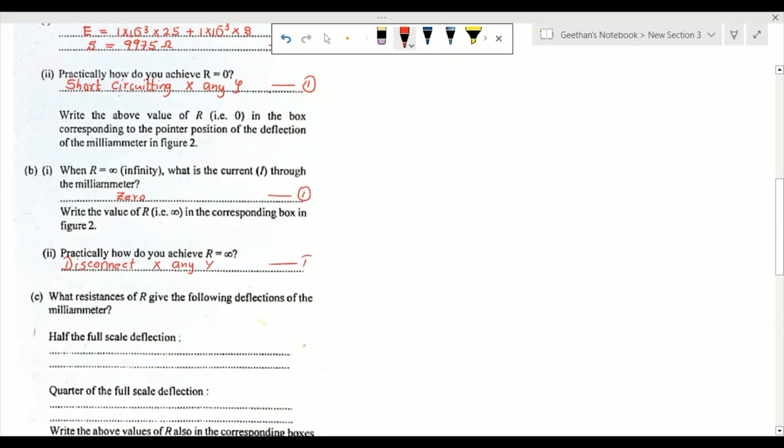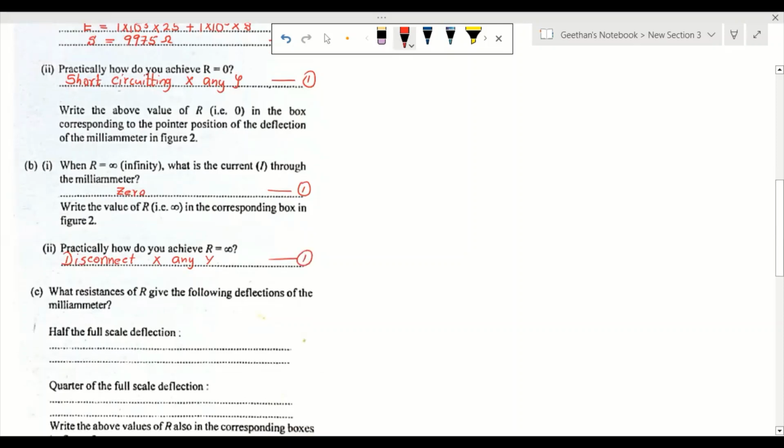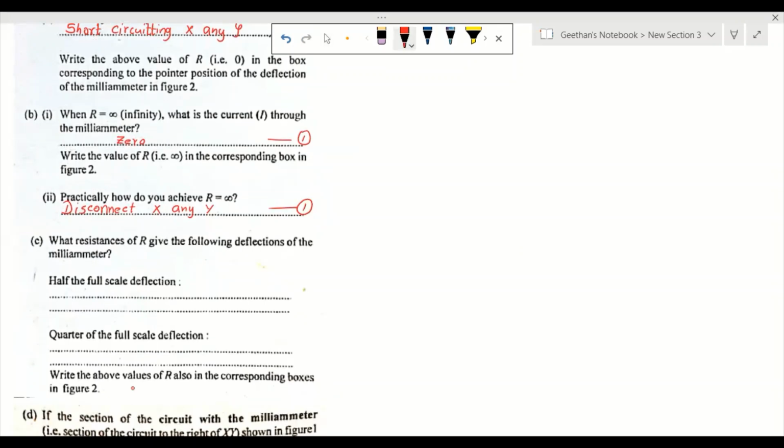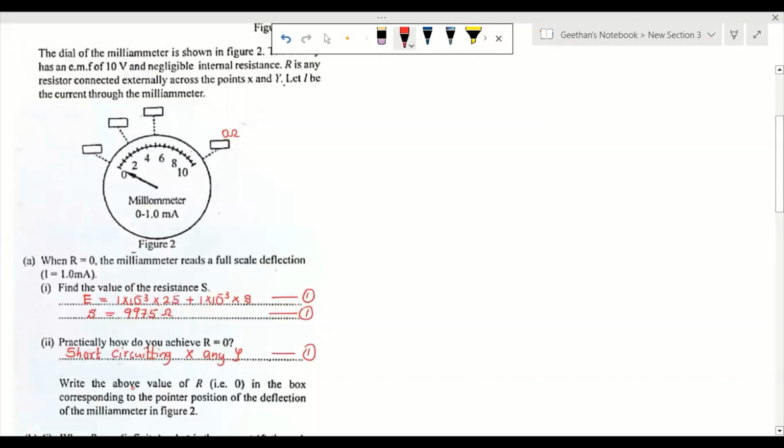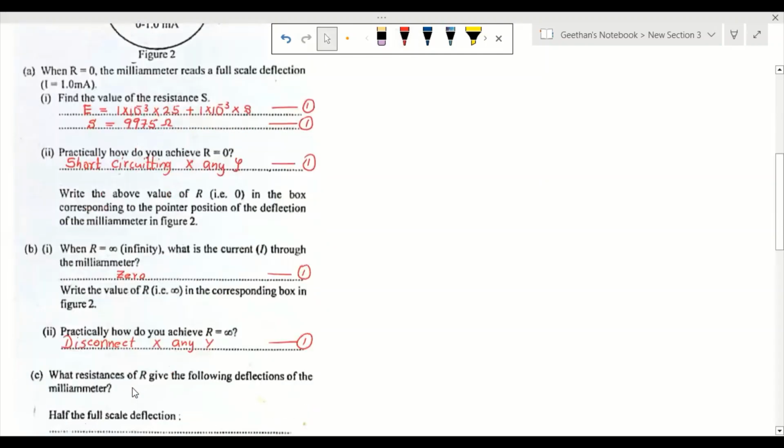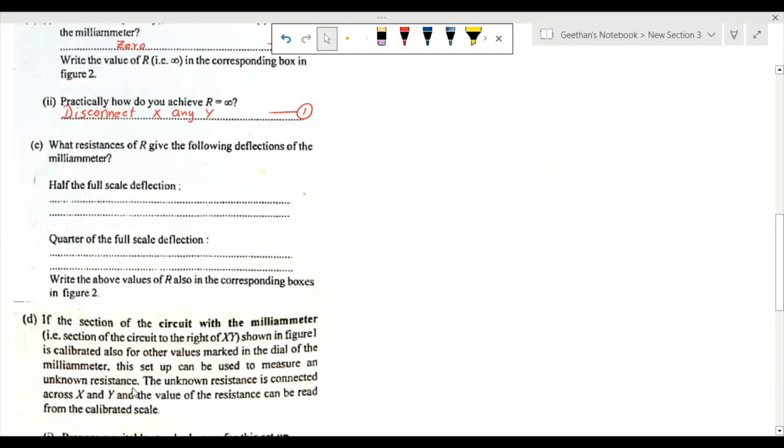Part C. What resistances of R will give the following deflections of the milliammeter? Here the infinity also we can mark on the box. When the deflection is 0, that is infinite. So in this box you can write infinite. Okay, we'll come to part C now.